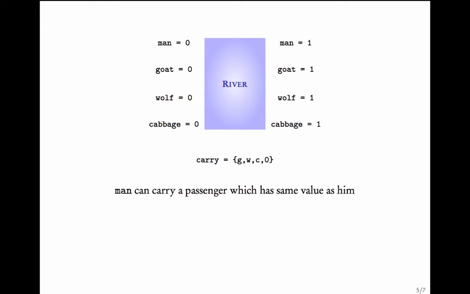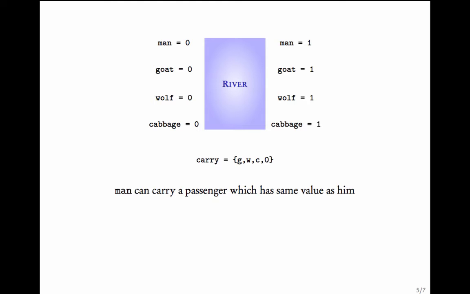However, the man can carry a passenger which has the same value as him. For example, if the current value of the variable man is 0 and the current value of the variable wolf is 0, then he can carry the wolf. However, if the value of goat was 1 and the value of man is 0, this would show a scenario where the man and goat are on different banks. Then the passenger that is carried cannot be the goat.